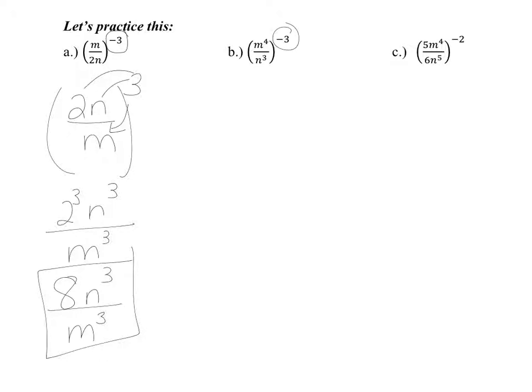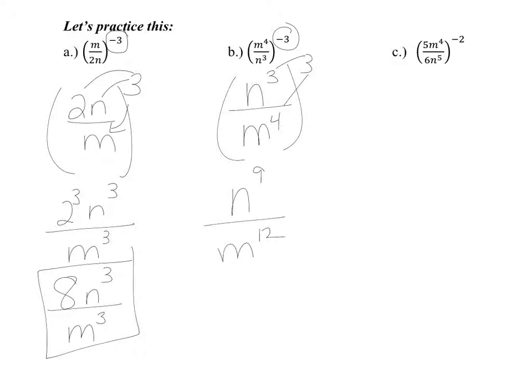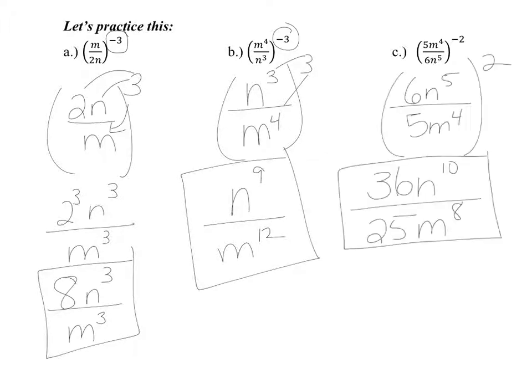So then this one, to make that a positive, I just flip it. I make it n to the third over m to the fourth. The whole thing now goes to the positive 3. And then you just bring in the exponent. Remember, when you bring in exponents, you multiply, so it would be n to the 9th over m to the 12th. Now go ahead and stop the video and try the next one.